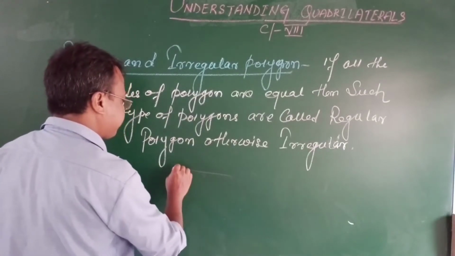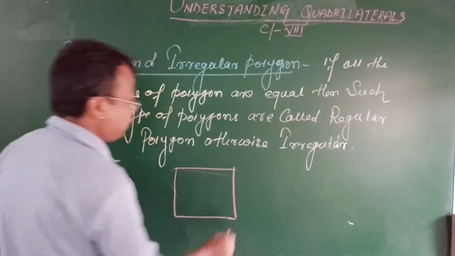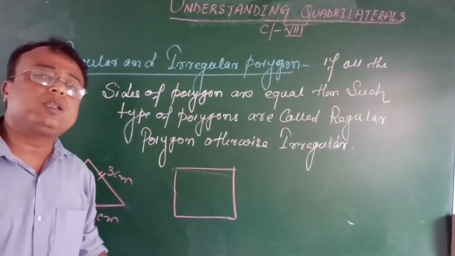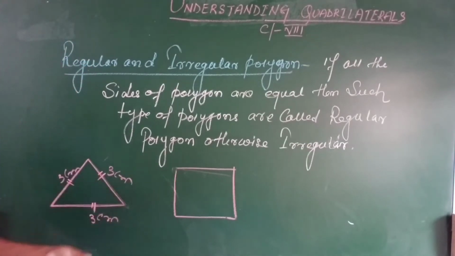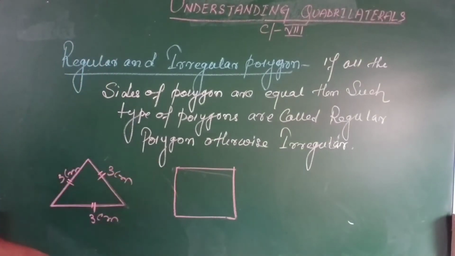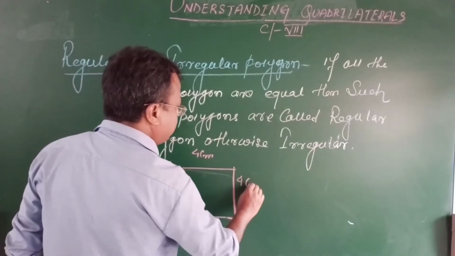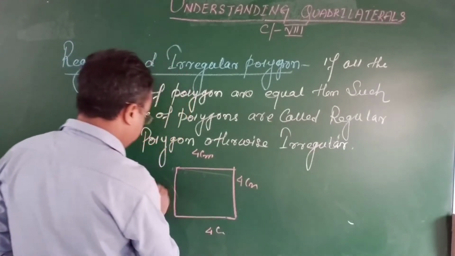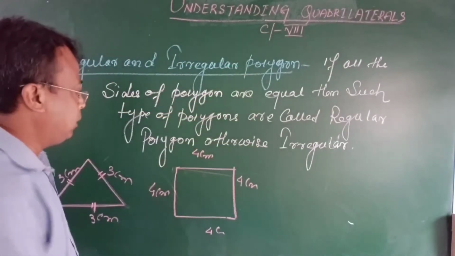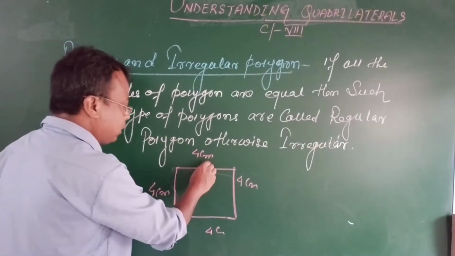Now let us take one more example. Suppose this is also a polygon. The name of this polygon is quadrilateral, because it has 4 sides. First of all, it is a polygon, and the name of this polygon is quadrilateral. Here also all the sides are equal. Let us say 4 centimeter, 4 centimeter, 4 centimeter, 4 centimeter. So all the sides are equal, that's why it is called a regular polygon. The symbol to indicate that all sides are equal, you can use like this.